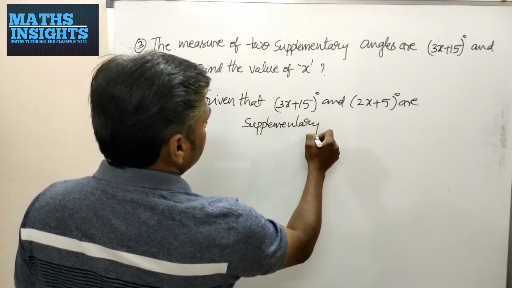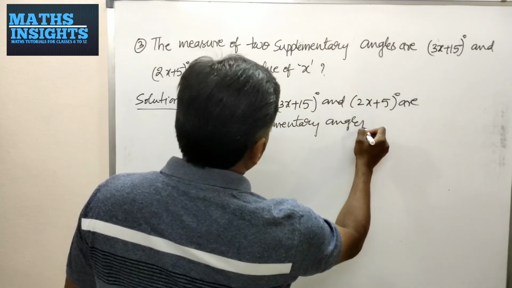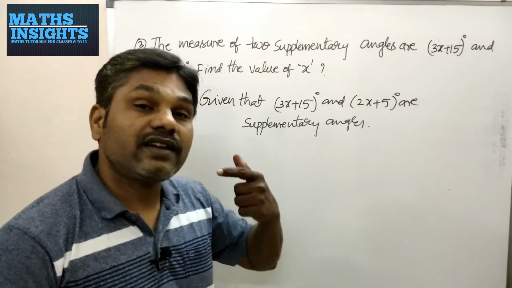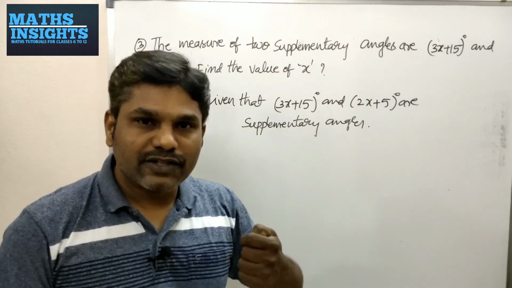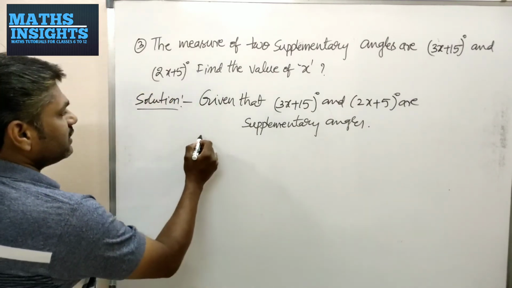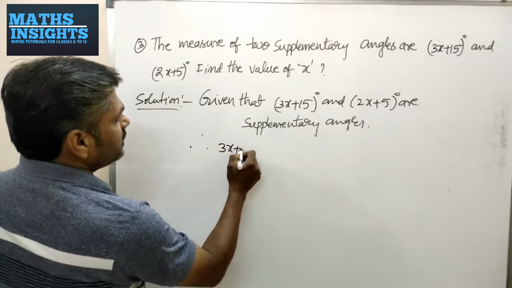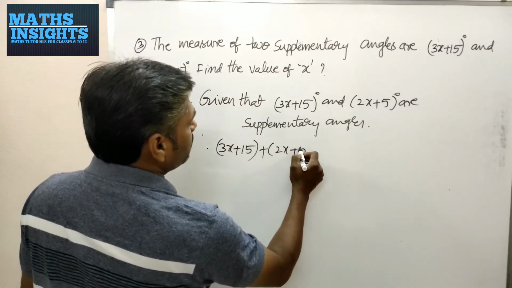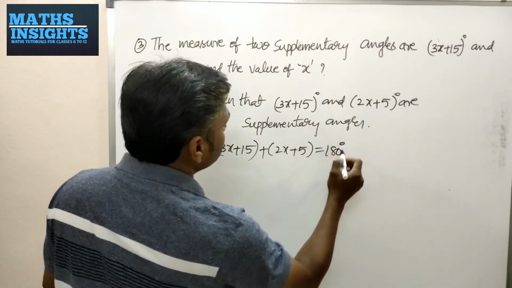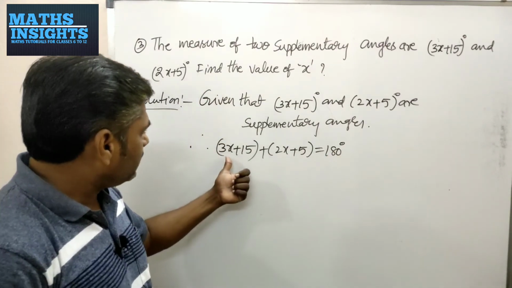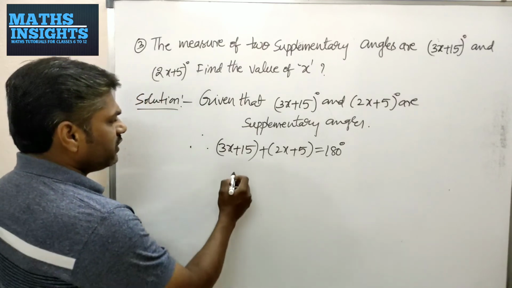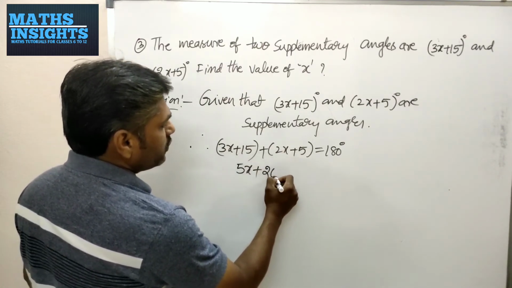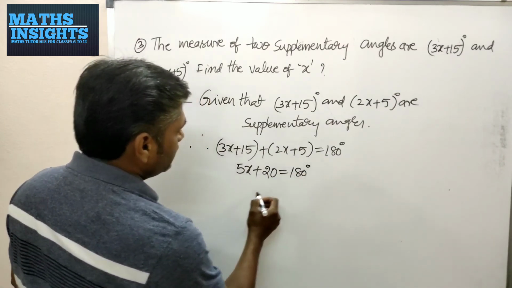Supplementary angles. You know that as per definition, if the sum of any two angles is 180 degrees, then those two angles are said to be supplementary angles. Therefore I am doing the summation of these two, 3x plus 15 plus 2x plus 5, which should be equals to 180 degrees. Here 3x plus 2x will become 5x. Okay, 5x plus 15 plus 5 will become 20, that is equals to 180 degrees.